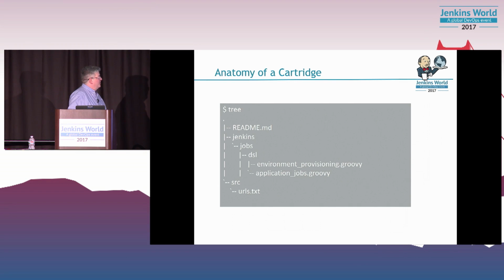We have a README file, we have an environment provisioning Groovy, we also have an applications job Groovy, and then a URLs.txt to be able to bring in our repositories that we want from remote locations. So as you can imagine, the environment provisioning handles all of our infrastructure as code, setting up the environments, and then our applications job contains our CI/CD pipelines.